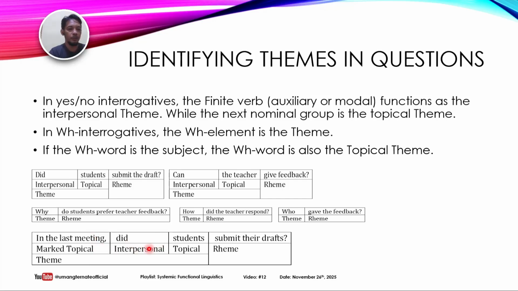and the use of marked topical theme here is not just limited to a question clause, but also in a statement clause. For example, in the last meeting, students submitted their drafts. Okay, so we will have a marked topical theme and an unmarked topical theme. Okay, and the interpersonal theme is removed because it is a statement.